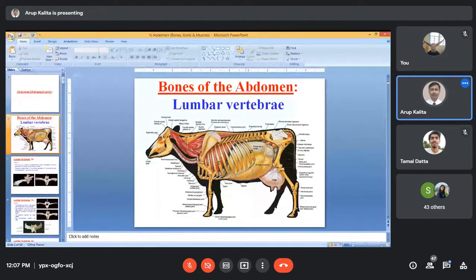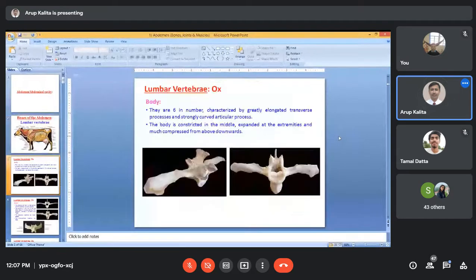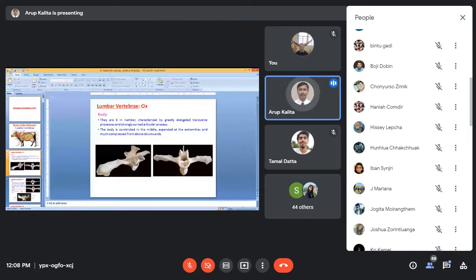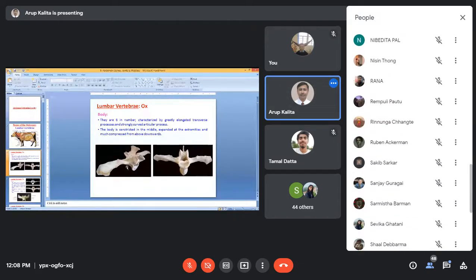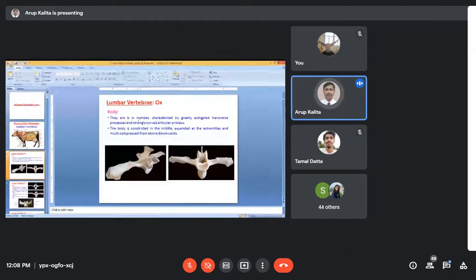So the bones of the lumbar vertebrae come under the abdomen. Now we are going to see the lumbar vertebrae. As we know, the bones of the lumbar vertebrae are all typical bones. As it is a typical bone, it has three characters: body, arc, and process. Now coming to the body. This is the body of the vertebra. You know all these things. These vertebrae are 6 in number in the case of the ox.